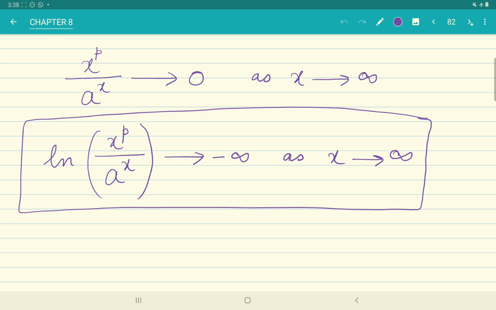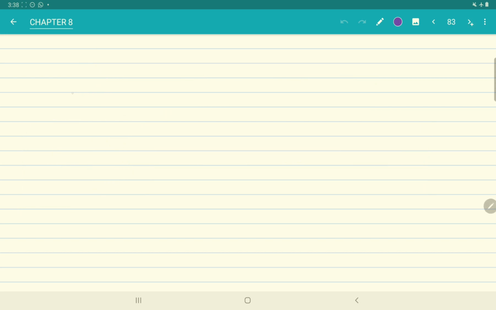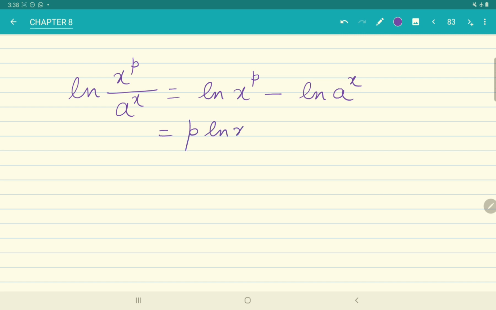So now let's see, as x tends to infinity, is it the case that (ln x)^p divided by a^x tends to minus infinity or not? For that, let me write this: ln of (x^p) divided by a^x can be written as ln x^p minus ln a^x, which can then be written as p ln x minus x ln a.